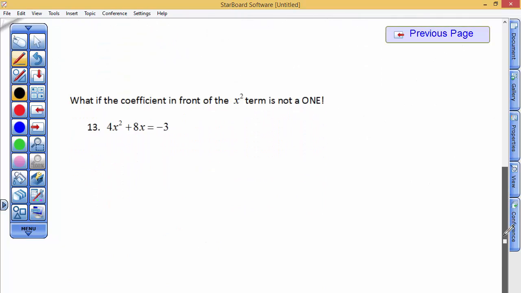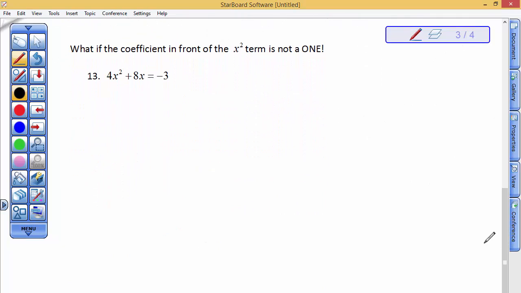So I think I skipped a problem right here. What if the coefficient in front of the x squared term is not a 1? Well, you got to make that become a 1. So to make that become a 1, you've got to divide both sides of this equation by it. So in this case, a 4. So the left side becomes, 4 divided by 4 is 1x squared. 8 divided by 4 is 2x. And just leave that -3/4.